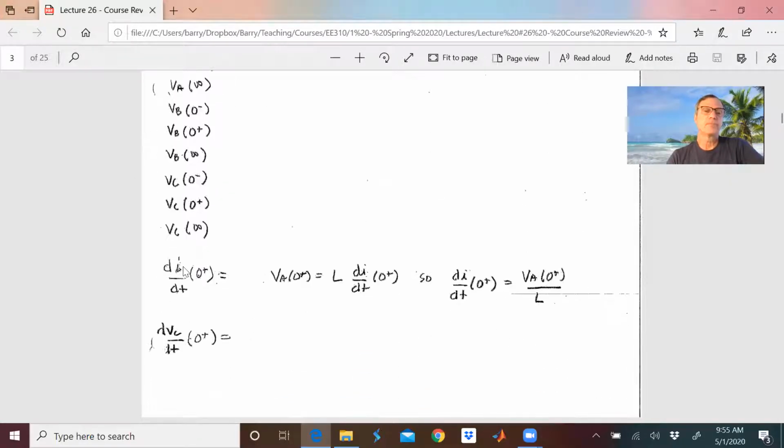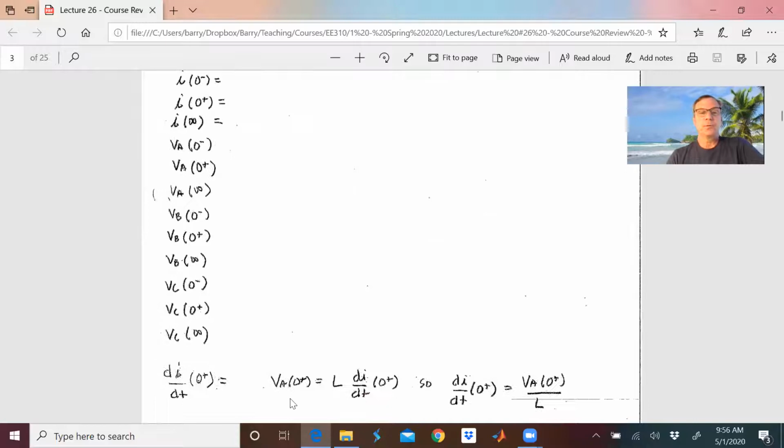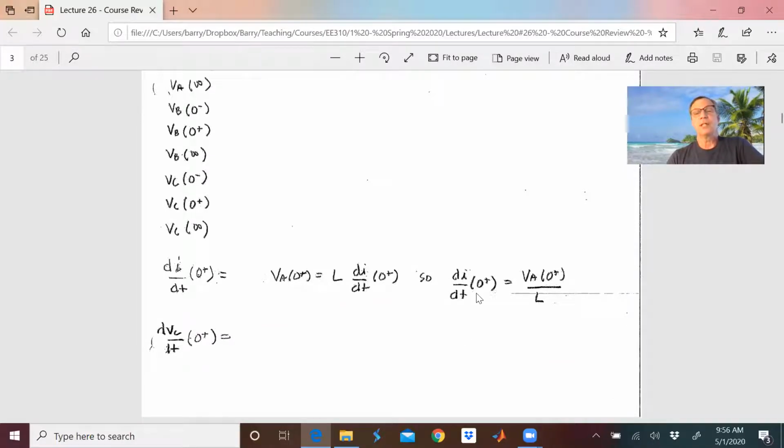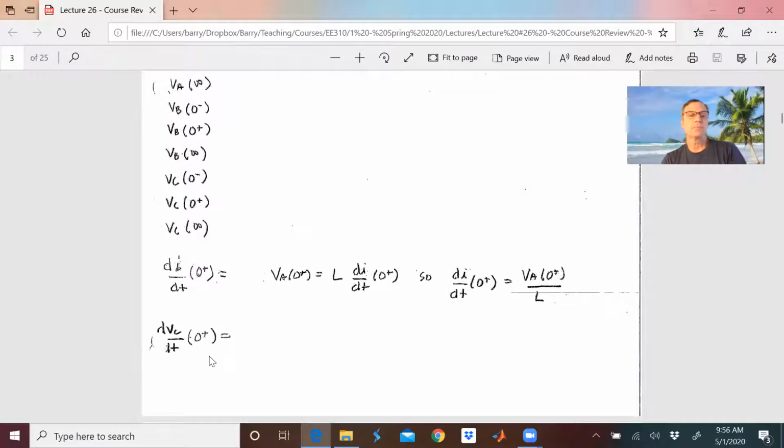Okay, now we get into the fun part. di dt of 0 plus. Well, here's I. It's the current through the inductor. It's also the current through the resistor. But we know that we have nice equations for di dt through the inductor. And of course, it'll be the same through the resistor, right? So we know that V is equal to L di dt at 0 plus. So di dt at 0 plus is going to be VA of 0 plus divided by L. Or in other words, 5 volts divided by 2 henries, which is 2.5 amps per second.